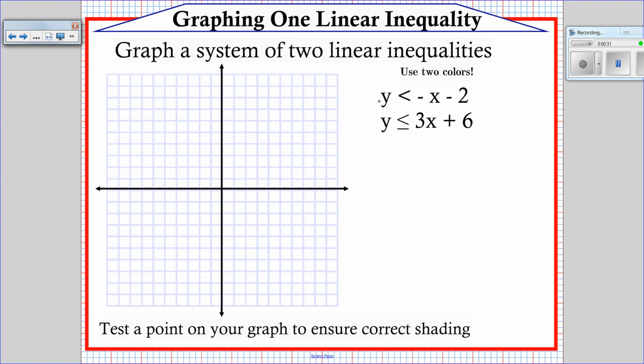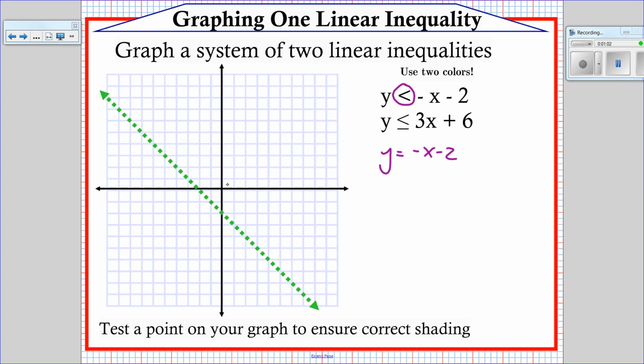We're going to start just the way we did before by considering that this is y equals negative x minus 2. So that line, y equals negative x minus 2, looks like this green line. And I've used a dotted line because we have this strictly less than inequality symbol.